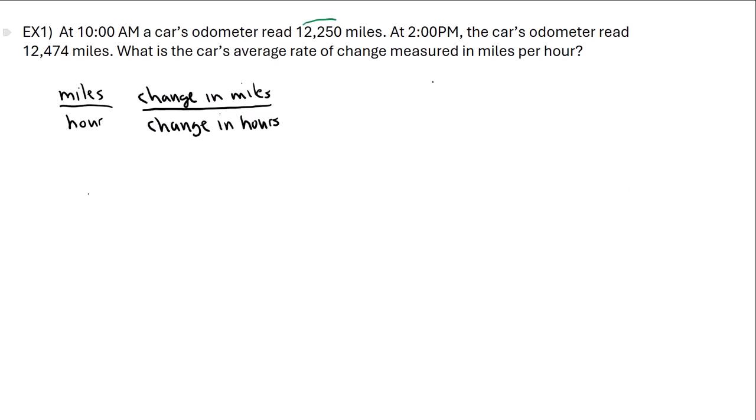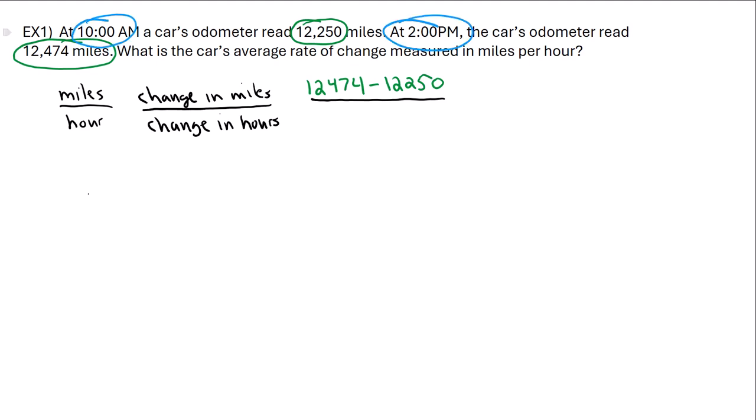So the car started with this number of miles right here, and then it ended its trip with this number of miles. So we're going to do subtraction here. That'll give us the change in miles, or change in distance. Then we're going to go ahead and divide that by the change in hours. So a car started at 10 a.m., it traveled to 2 p.m., so we'll go with 2 p.m. and take away the 10 a.m. And this is going to leave us with 224 miles on top, and we're going to divide that by 4 hours.